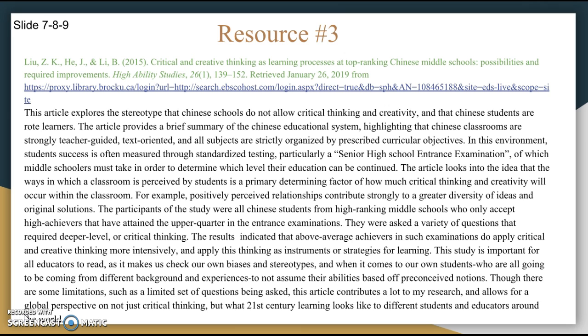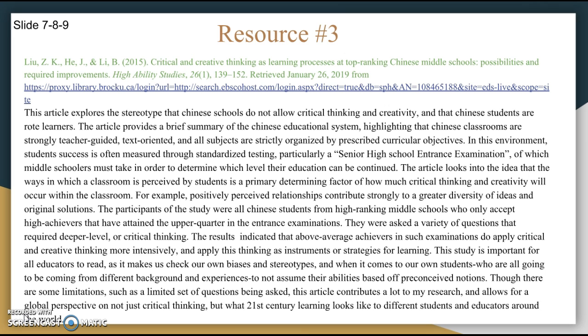Giving brief insight into the Chinese education system, the article highlights that Chinese classrooms are strongly teacher-guided, text-oriented, and all subjects are strictly organized by prescribed curricular objectives. The article heavily focuses on the notion that the ways in which a classroom is perceived by students is a primary determining factor for how much critical thinking and creativity will occur within that classroom.